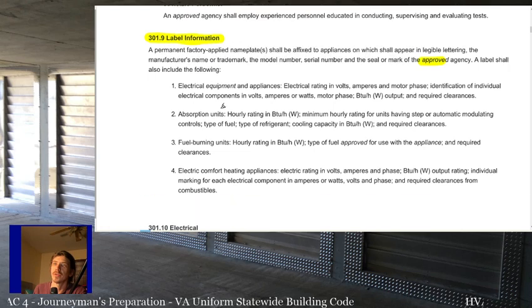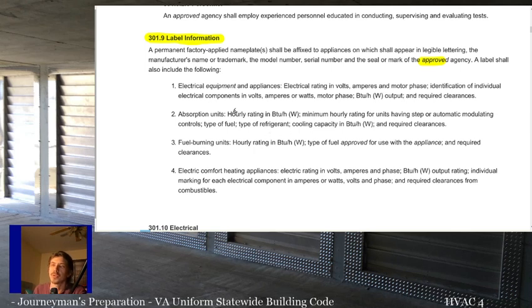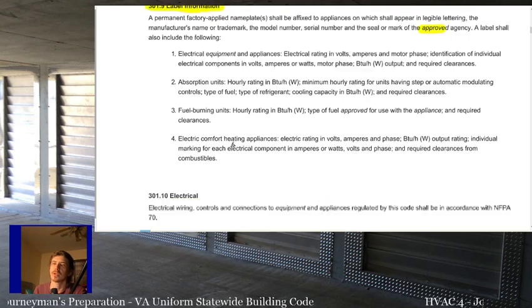The label shall include the following: for electrical equipment and appliances, you have to be able to read the electrical rating in volts, amps, and the motor phase, the identification of the individual electrical components in volts, amps, or watts, and the motor phase, and the BTU output and the required clearances. For absorption units, you have to be able to read the hourly rating in BTUs, the minimum hourly rating for units having step or automatic modulating controls, types of fuel, types of refrigerant, cooling capacity in BTUs, and required clearances. For fuel burning units, hourly rating in BTUs, the type of fuel approved for use with the appliance, and the required clearances.